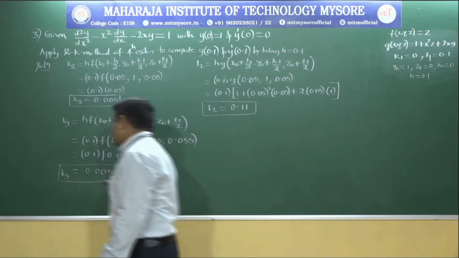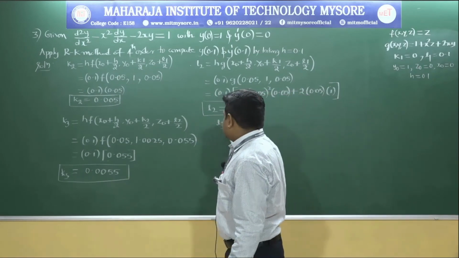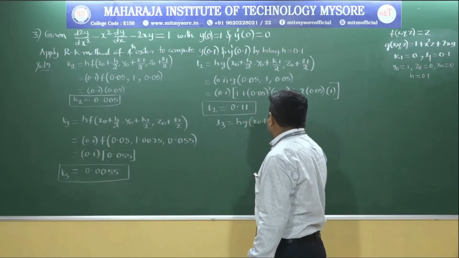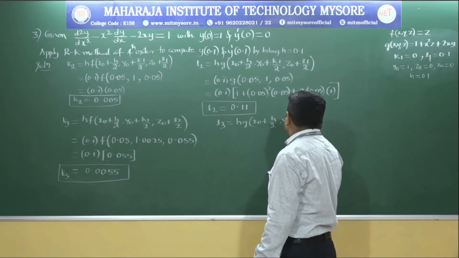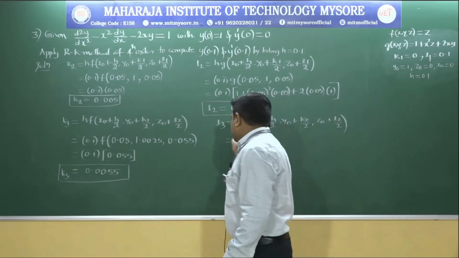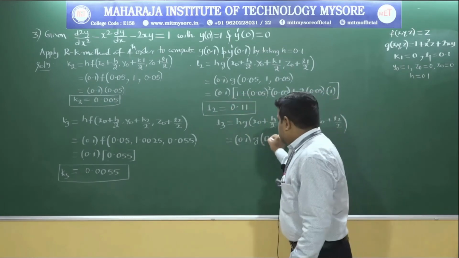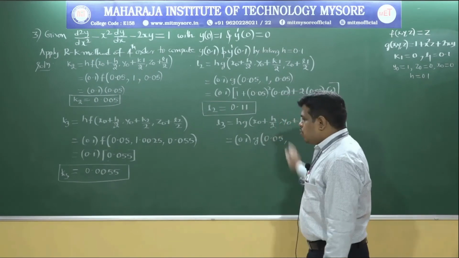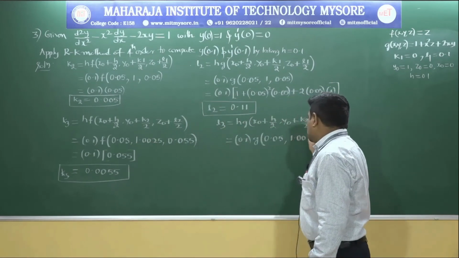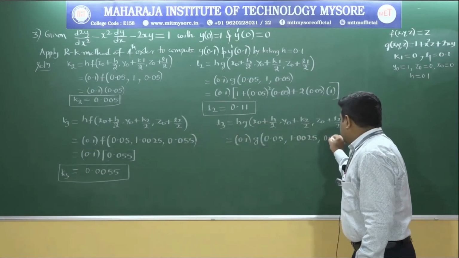Next, after finding k3, we shall pass on to find L3. L3 is given by h into g of x naught plus h by 2, y naught plus k2 by 2, z naught plus L2 divided by 2. That is equal to h is 0.1, g of x naught plus h by 2 is 0.05, y naught plus k2 by 2 is 1.0025, z naught plus L2 by 2 is 0.055.